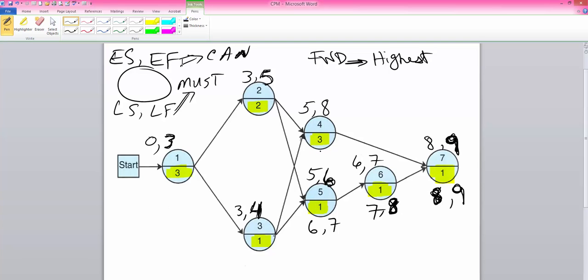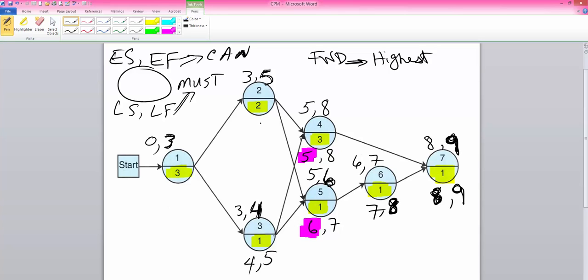Maybe I should write this first here. For activity 4, we have 8 minus 3 is 5. So the choice is between 5 and 6. And I picked the lower number because, as I said, activity 3 must accommodate both of them. So 5 minus 1 is 4.